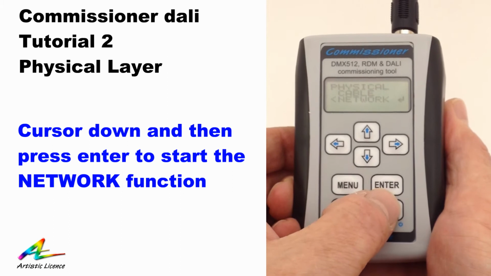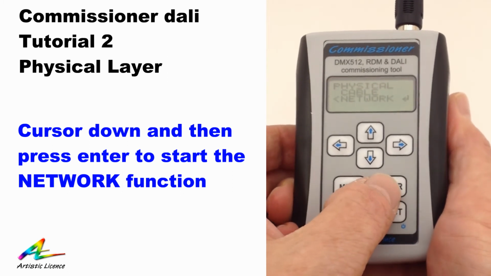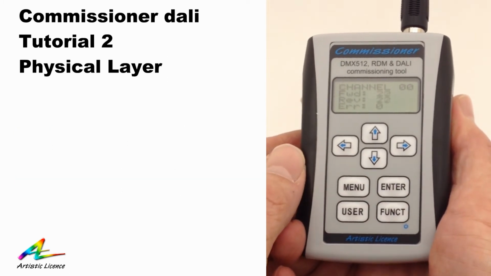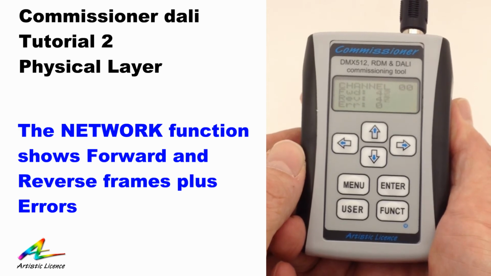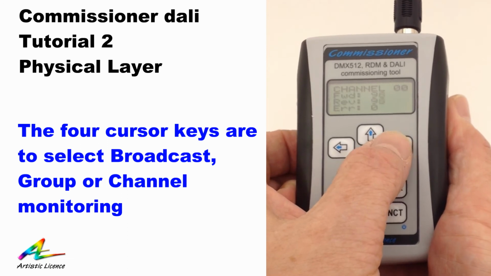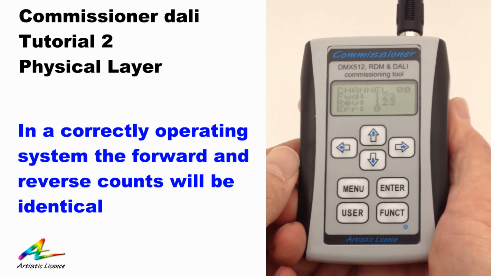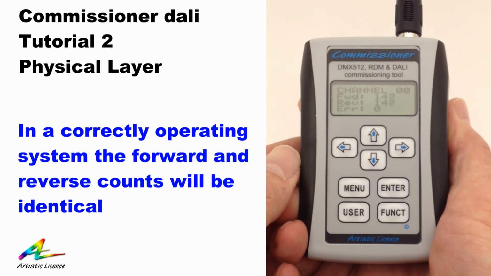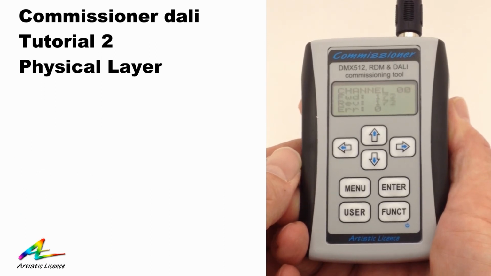Press menu and go down to network. This is a good way of checking out a fixture. It transmits continuous packets to either a channel, a group, or the broadcast address. And it monitors the outgoing forward packets, the reverse packets, and of course any errors.